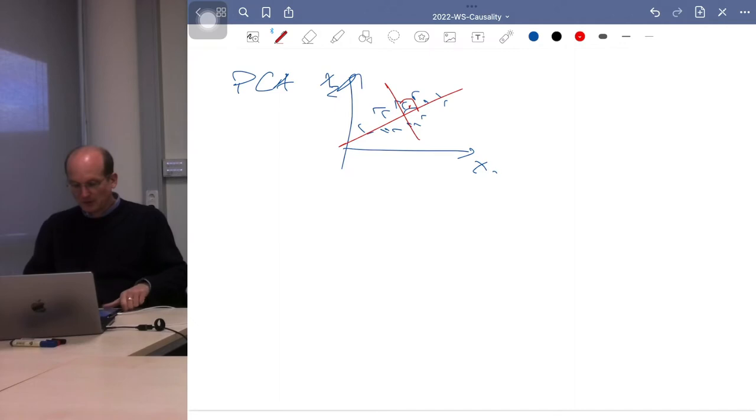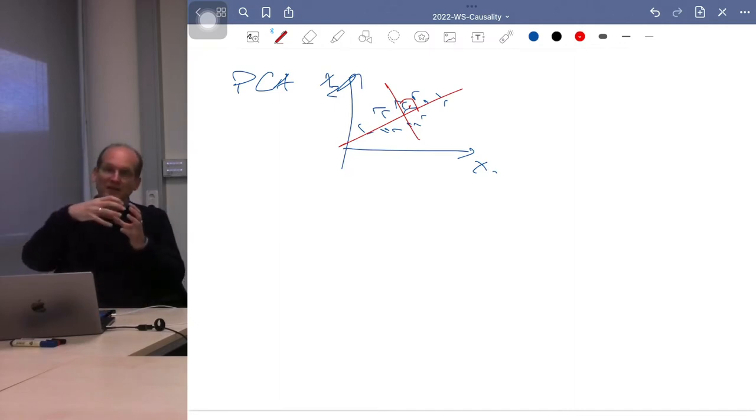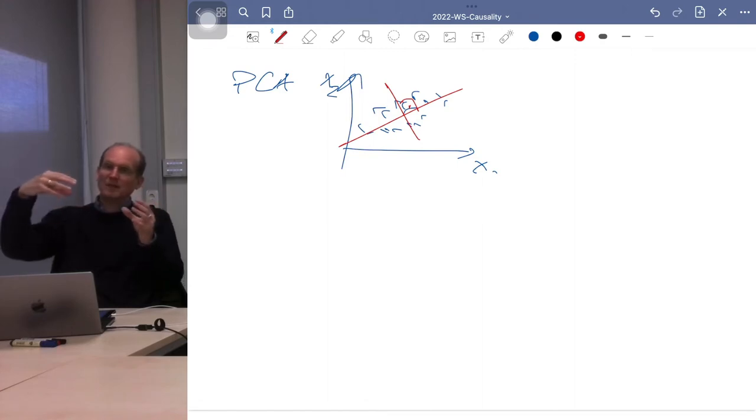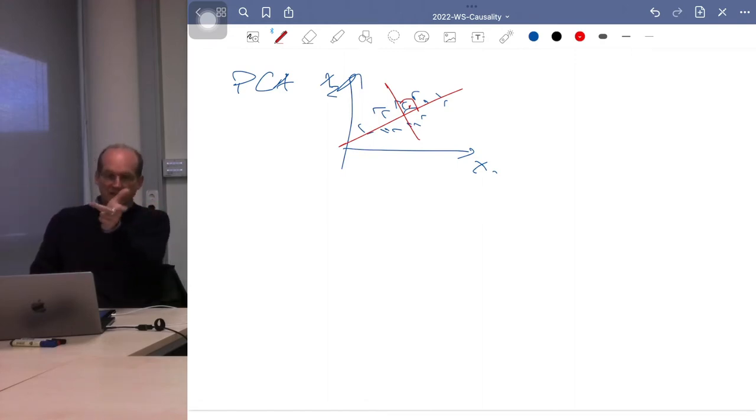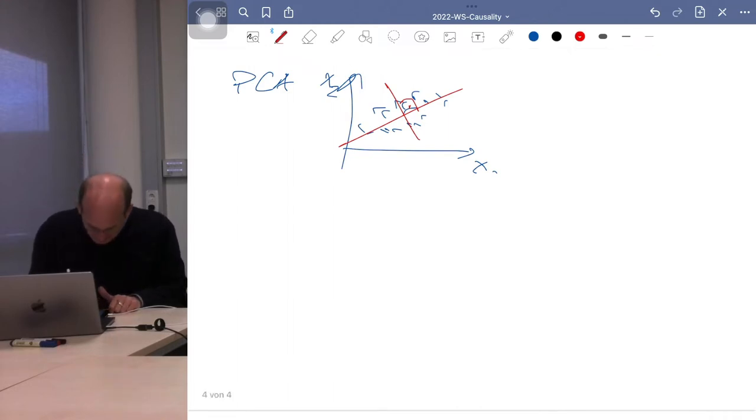That could be super useful if, let's say, you are in 100-dimensional space, but the data actually is in some three-dimensional subblob. Then PCA would give you exactly these three directions, and the other ones can be ignored. So it's a nice way also to compress data, to get rid of information. Okay, now what is ICA? ICA is doing something similar.